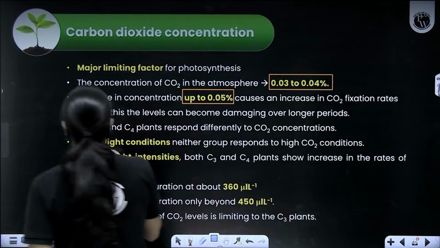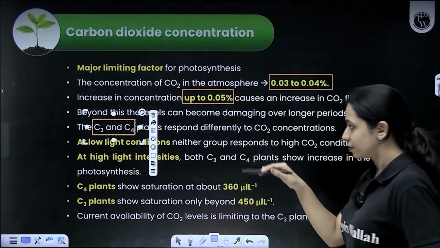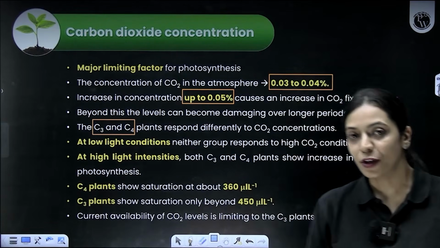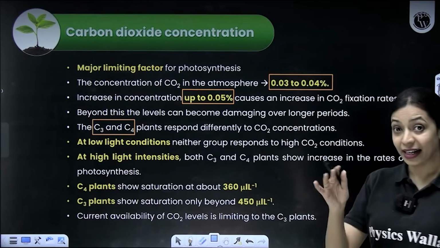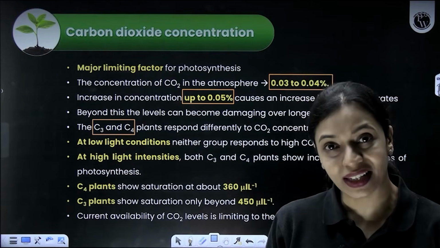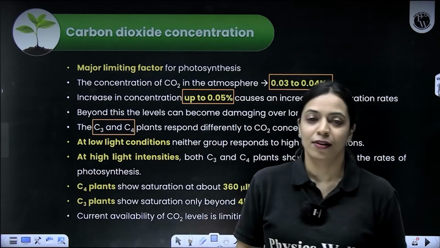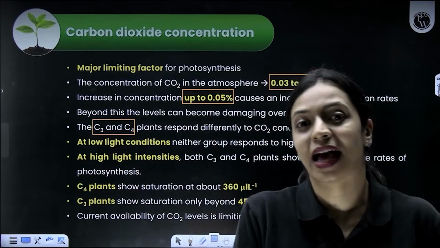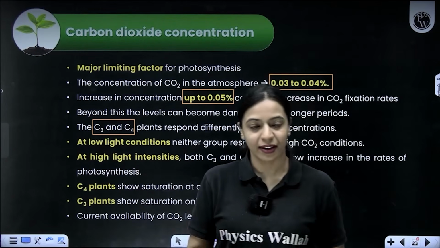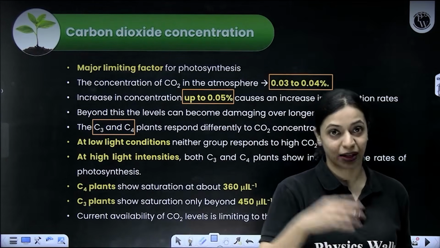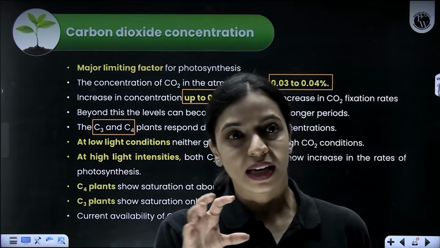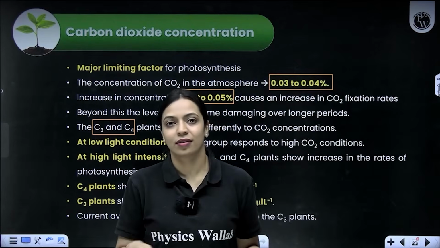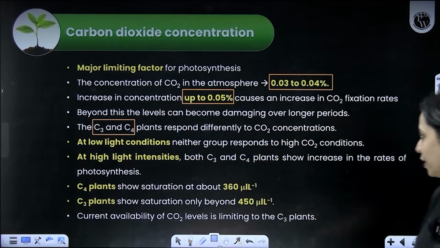If you talk about C3 and C4 plants, they respond differently to increase in carbon dioxide concentration. At low light intensities, if you increase the carbon dioxide concentration, the photosynthetic rate will not increase. You're giving carbon dioxide to the plant, but for the Calvin cycle to happen, ATP is required. Plants get ATP from the light reaction, but the light intensity is not strong enough. So even though carbon dioxide is there, for fixation, ATP and NADPH are not sufficient. So it will not show any increase in the photosynthetic rate.